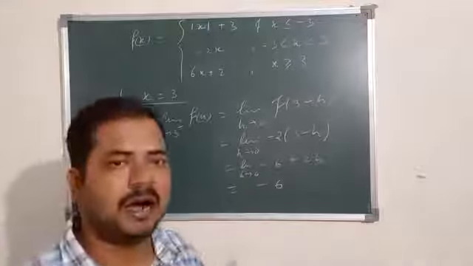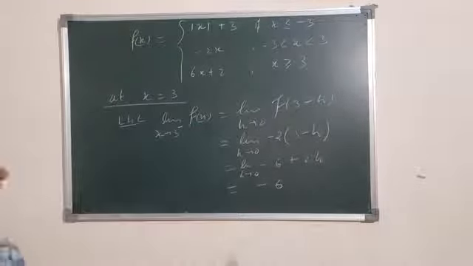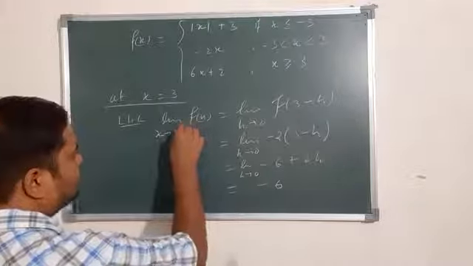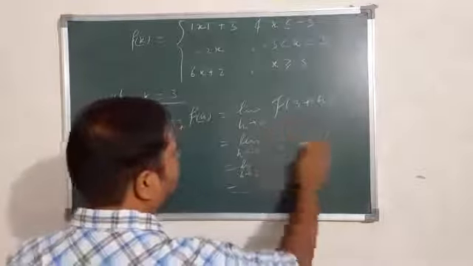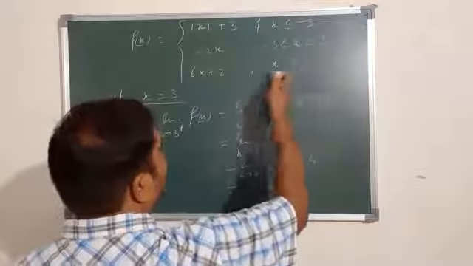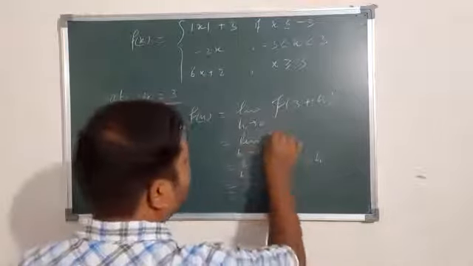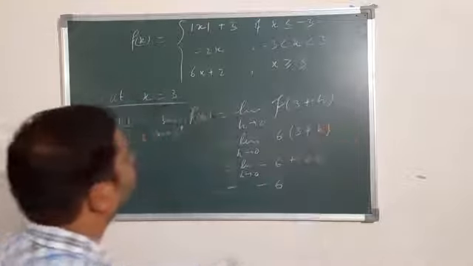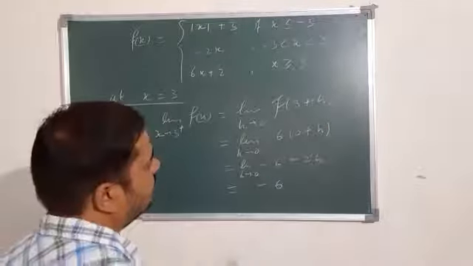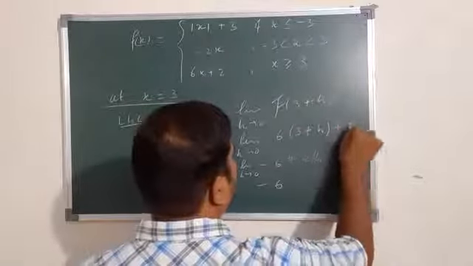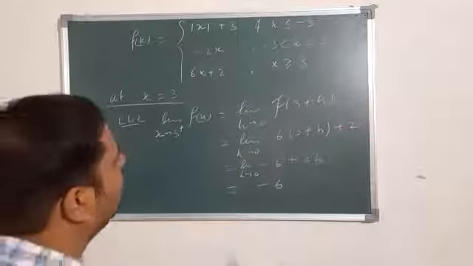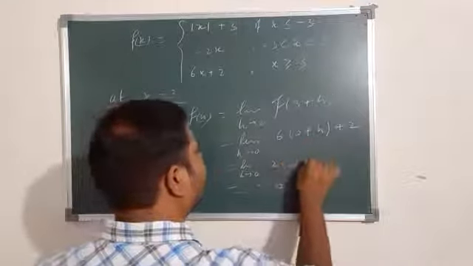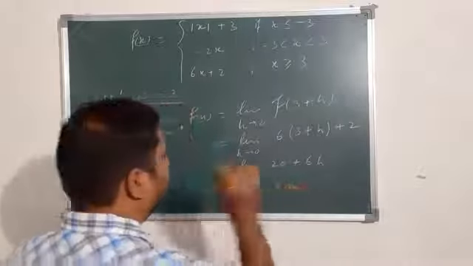Similarly, we can find RHL. The RHL is, if we see here, directly we can take 3 + h, and the function is defined for x greater than 3 as 6x + 2. So this is 6 into (3 + h) + 2. 6 threes are 18, plus 2. This is 20 + 6h, which as h tends to 0 is nothing but 20.